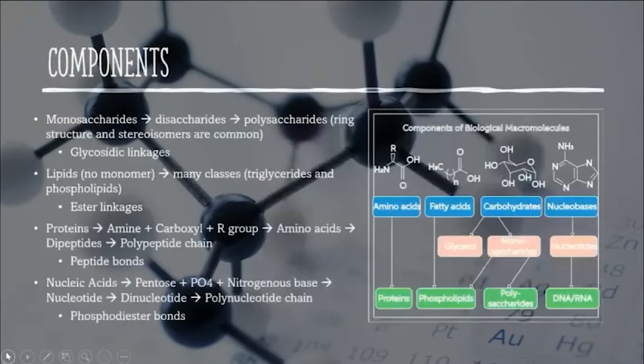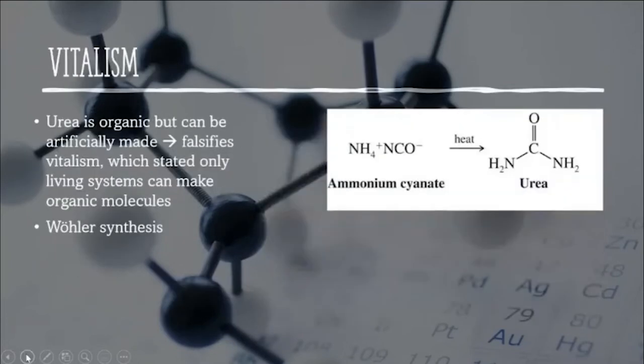Also friendly reminder, you should know the different types of bonds for these. Monosaccharides are going to be joining together with glycosidic linkages. Lipids are going to be joining together with ester linkages. Proteins are going to be joined together. Amino acids are going to be joined together with peptide bonds, and nucleic acids are going to be joined together with phosphodiester bonds.